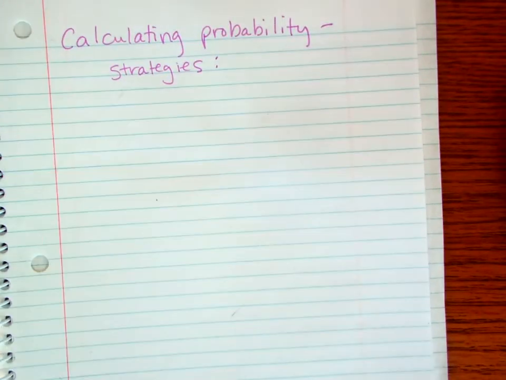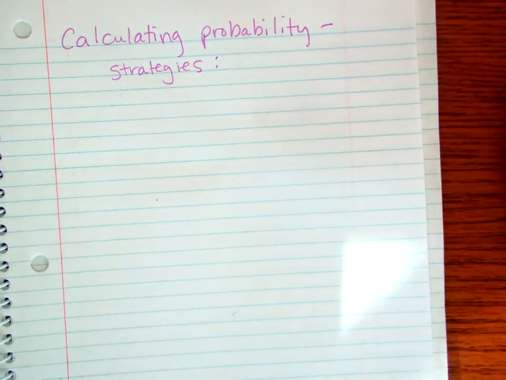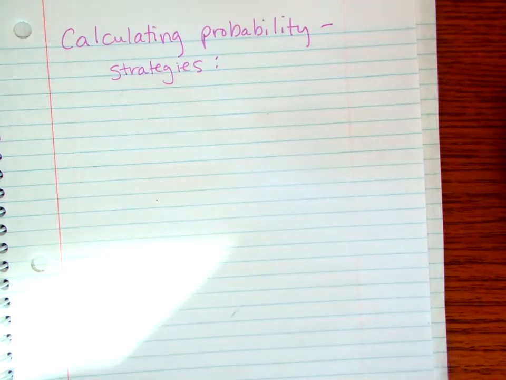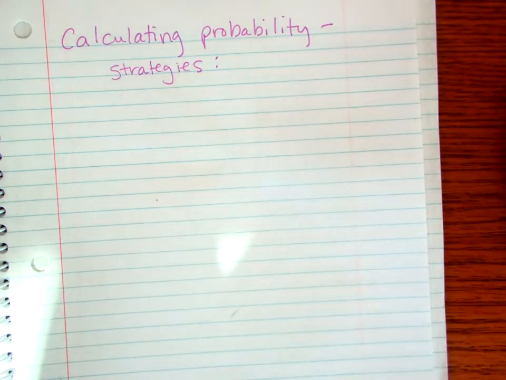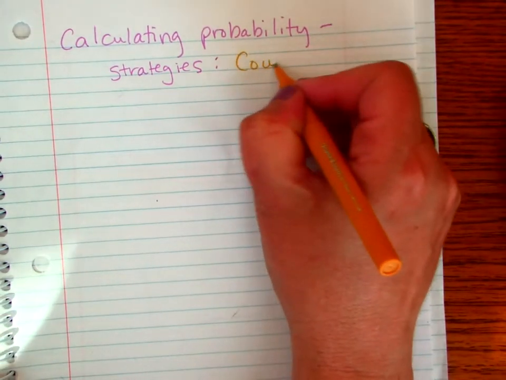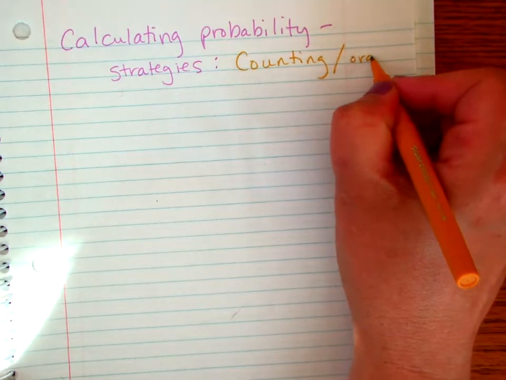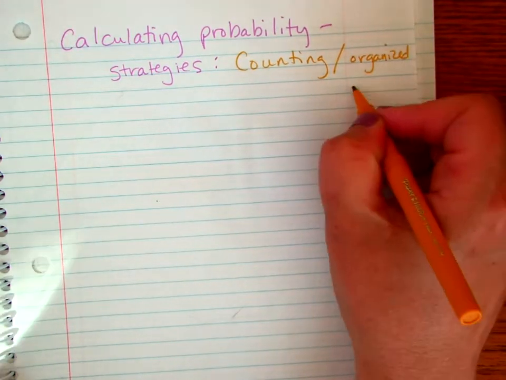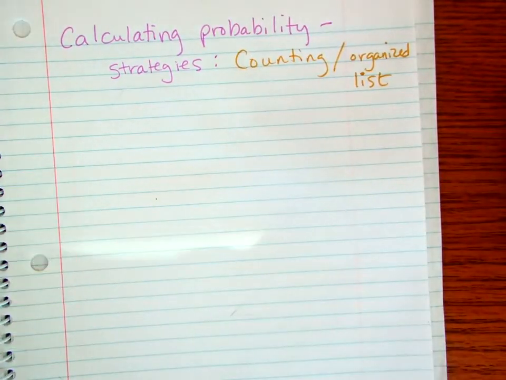Okay, so today we're going to be looking at one of the simplest strategies for calculating probability. This can be used with both theoretical and experimental probability at times. So we'll do some examples, and this is just literally counting, and sometimes making an organized list of some sort.